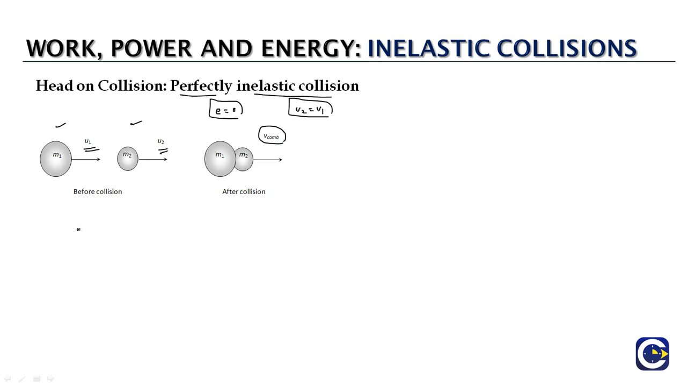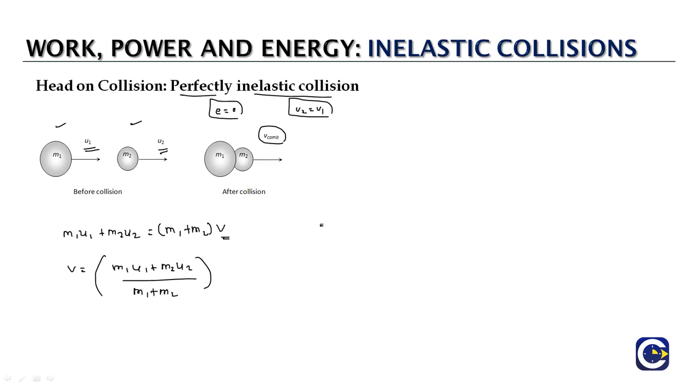So here if we apply the law of conservation of momentum, what we would have is M1 U1 plus M2 U2 equal to M1 plus M2 into V, because both these objects are going to stick and move with a common velocity. This V is what we are calling the common velocity. So V value will be equal to M1 U1 plus M2 U2 by M1 plus M2. So this is the final common velocity of the particles.